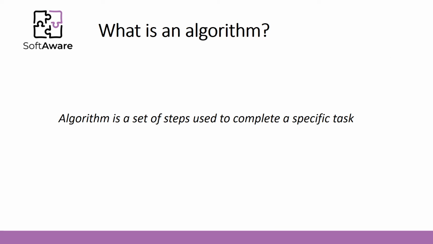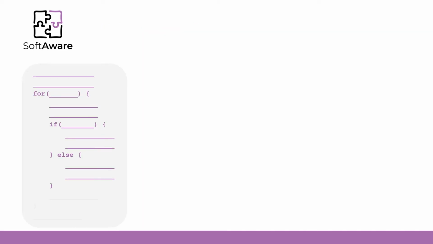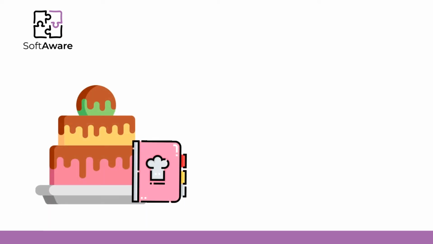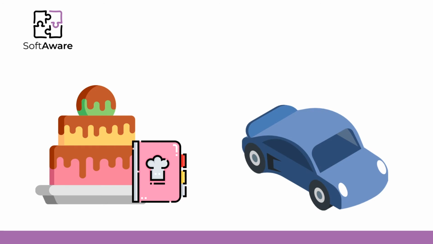In computer science, an algorithm is a set of steps used to complete a specific task. They are building blocks for programming, and they allow things like computers, smartphones, or websites to function and make decisions. But a lot of things we do in daily life activities are also similar to algorithms, like baking a cake by following the recipe or driving a car from home to university.